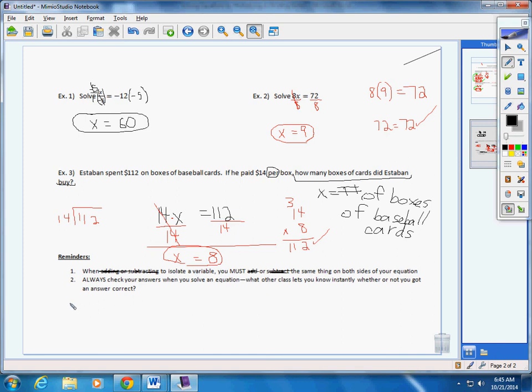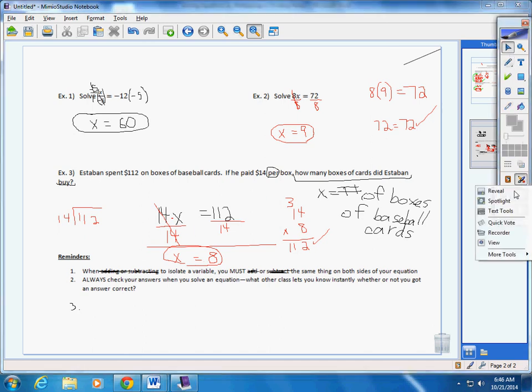And I should probably add a third reminder. Always show your work. If you notice, in all three of these examples, I showed my step-by-step work so that when I get one wrong, I can go back, check it out, and say, oh, this is where I went wrong. Okay, next time I solve one of these equations, I'm not going to make the same mistake. As long as you're learning from your mistakes, you're improving.